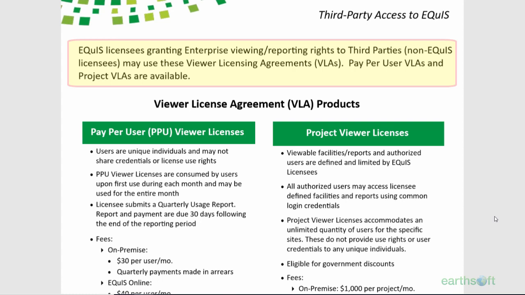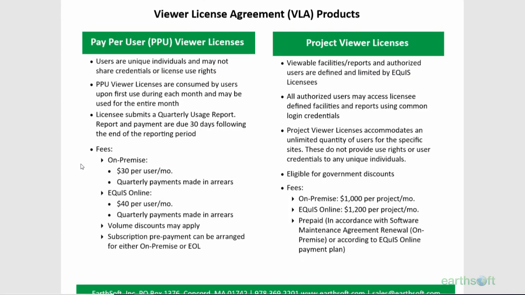The viewer licensing does come with some fees. We'll talk about that a little bit later. But these are easily accessible. How do you do it? It is exactly what it says, a viewer license. And so you're going to be providing these third parties with views via EQuIS Enterprise into the data sets that you own. So again, two flavors of the viewer licensing.